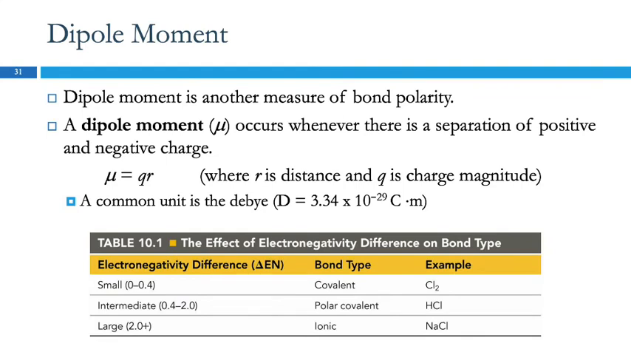They measure bond polarity using something called a dipole moment. It's like a senior moment or something, I'm not sure, but a dipole moment with the symbol mu. That occurs whenever there's a separation of positive and negative charge. So the dipole moment, and we're not going to do anything with this equation, is equal to the charge magnitude and r, the distance between them. So a common unit is the debye, which is equal to this many coulomb meters. It's in the book, I've said it, we don't care about that. And then here we're going with small electronegativity difference, intermediate, or large.